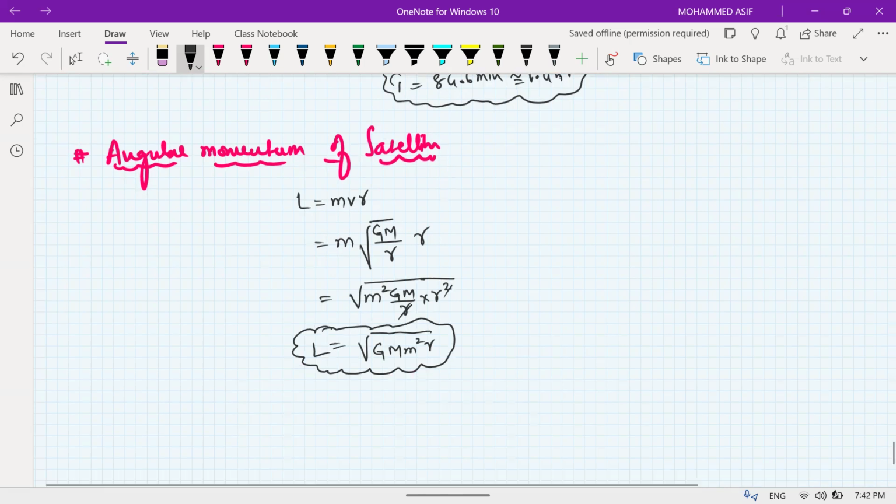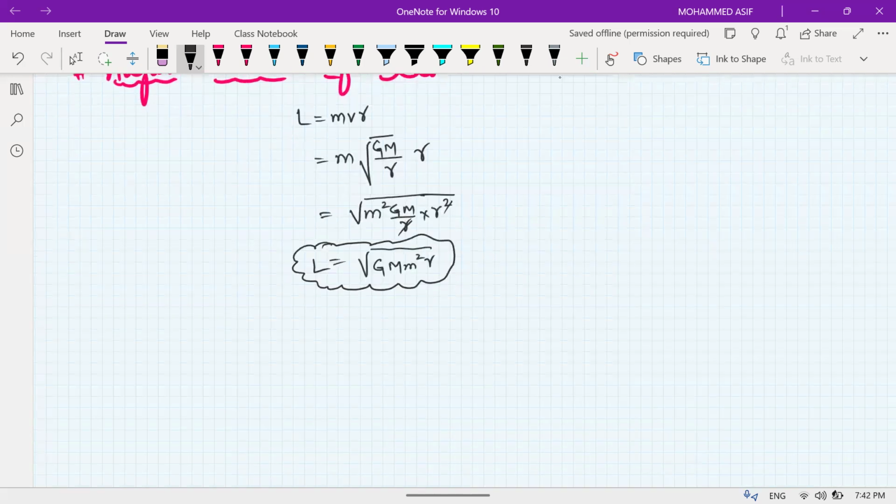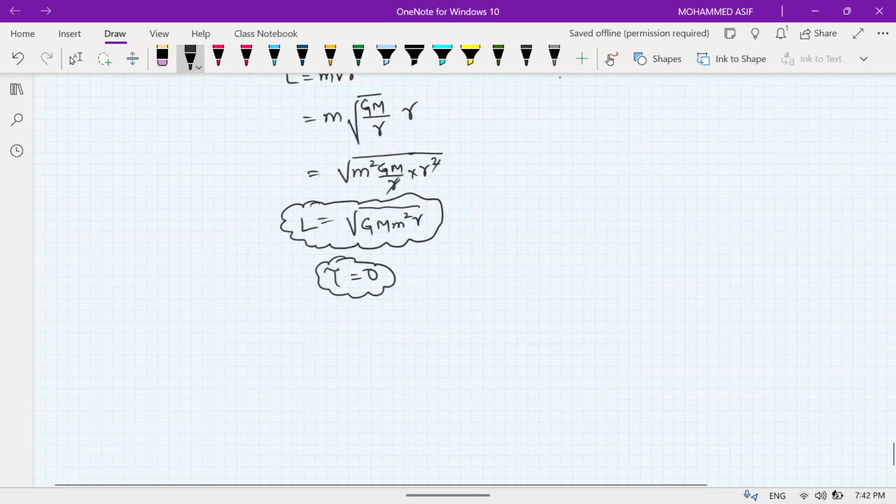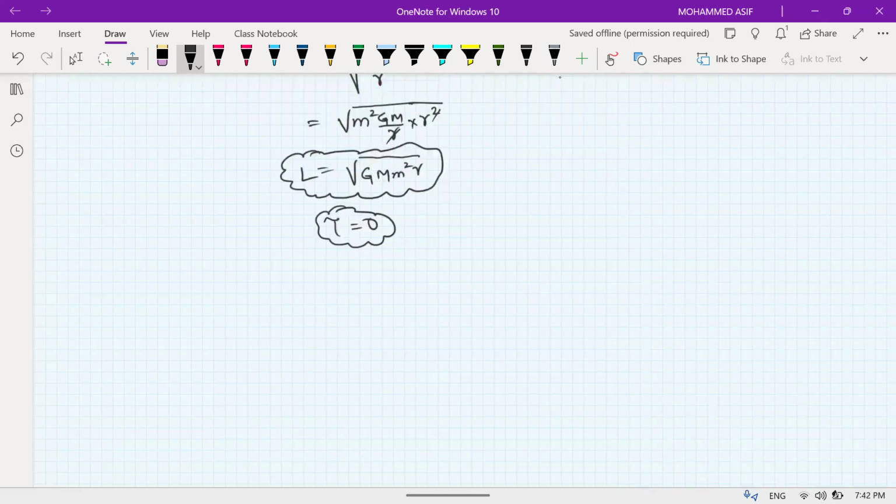That means in a satellite the force is central. So torque will be equal to how much for this one? 0. So torque acting on the planet which is revolving in a circular path will be equal to 0. That is the reason the angular momentum of the satellite is said to be conserved. Am I clear? Sure. Next one. What is the energy of the satellite?